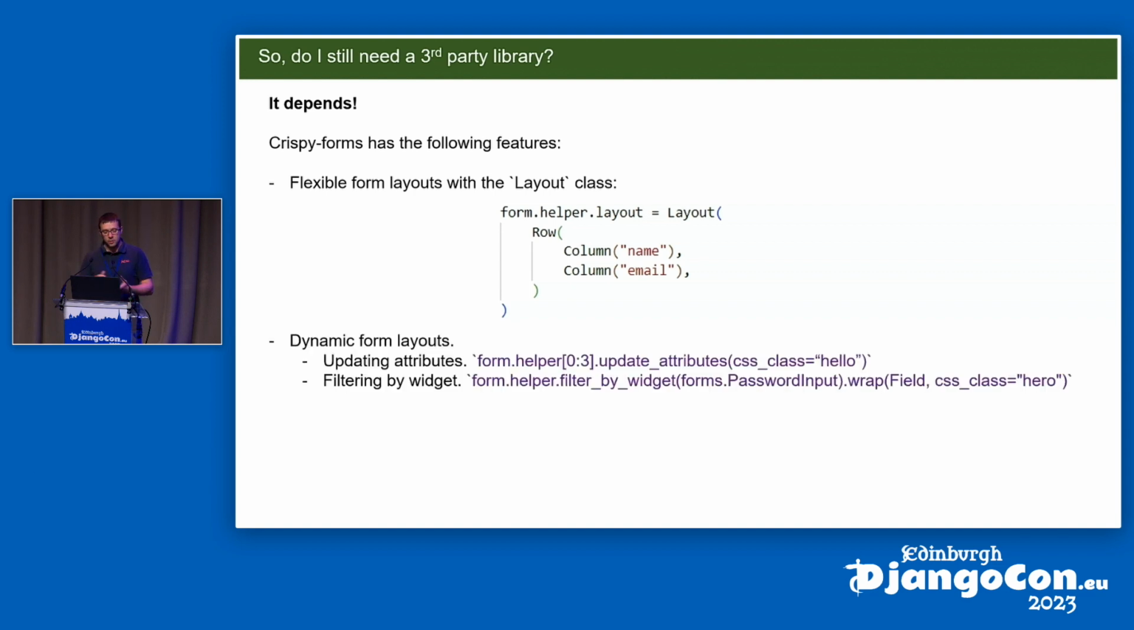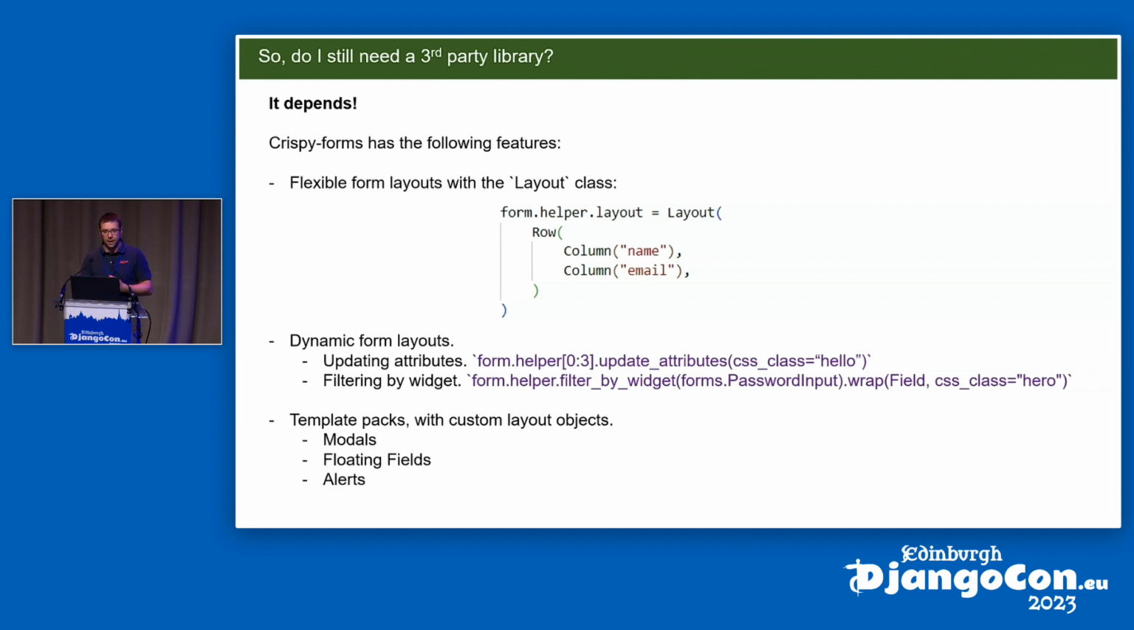You can do dynamic form layouts, so you can pick part of a form and you can update the attributes on part of that form. You could select all of the widgets of a certain type. So here we can select all of the password widgets on our form and just add certain classes on that form.